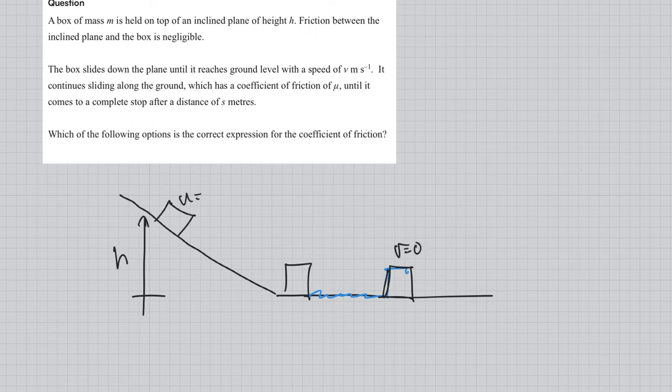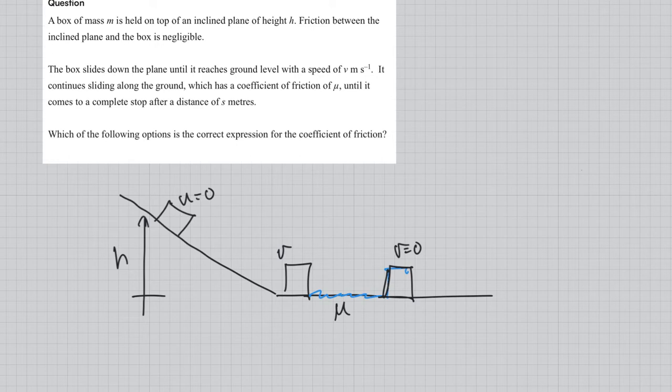Our initial velocity here, because it's held at rest at the top, is 0, but at the very bottom, it has some velocity v. What we're trying to do is look at what the coefficient of friction is during this portion of the motion.